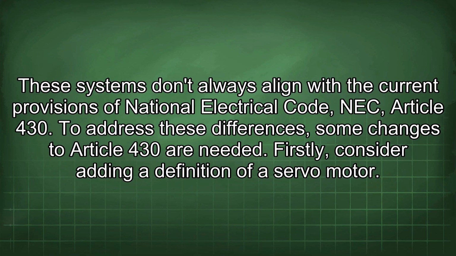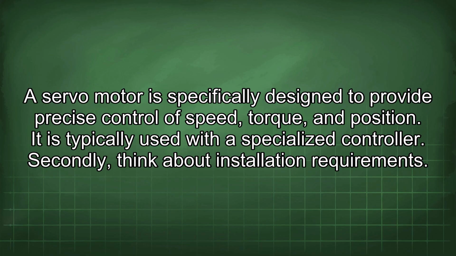To address these differences, some changes to Article 430 are needed. Firstly, consider adding a definition of a servo motor. A servo motor is specifically designed to provide precise control of speed, torque, and position. It is typically used with a specialized controller.